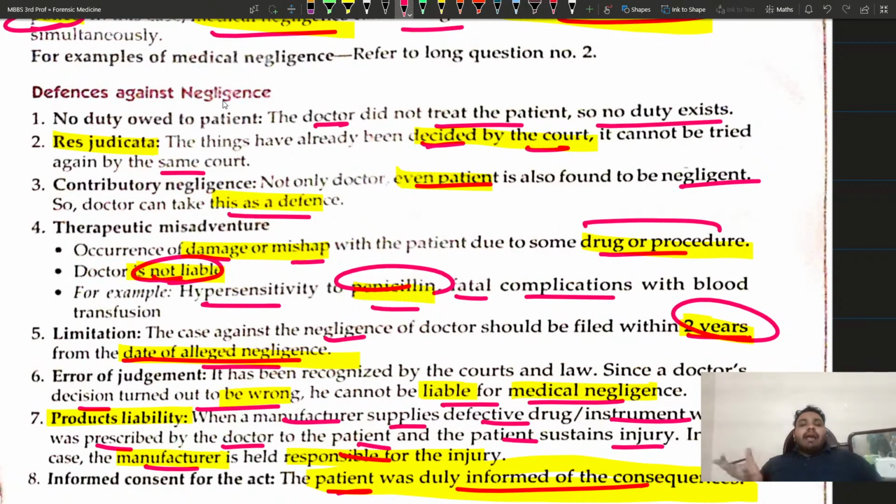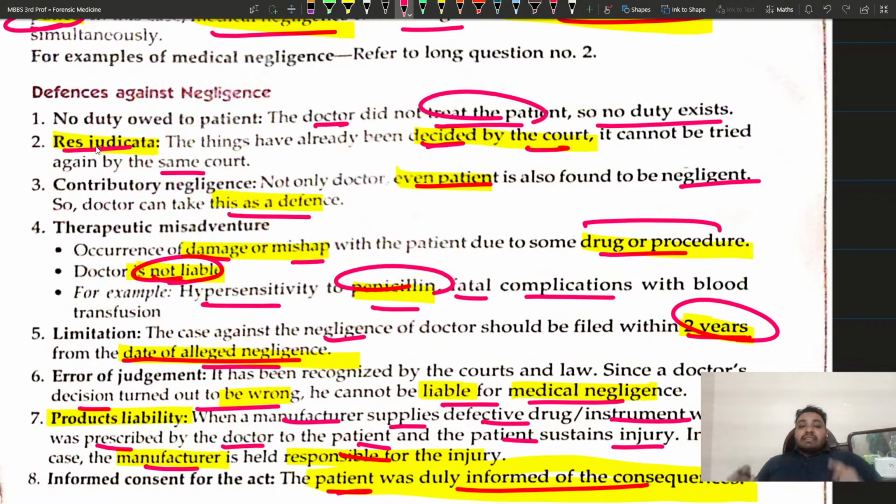Now, defense, what is it? What are the defenses against negligence? I know I'm a bit slow, but let me complete this. First, no duty. You remember the four parts: duty, dereliction, damage, and direct causation. If the doctor did not undertake the duty, that is, the doctor did not treat the patient, then no duty exists. This is the number one defense against negligence.